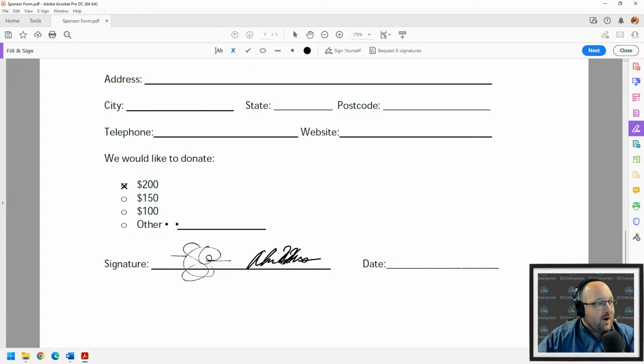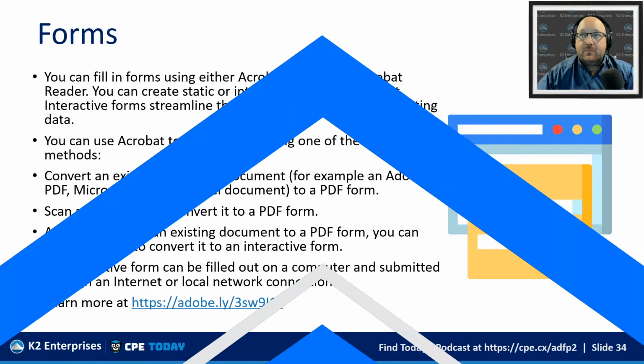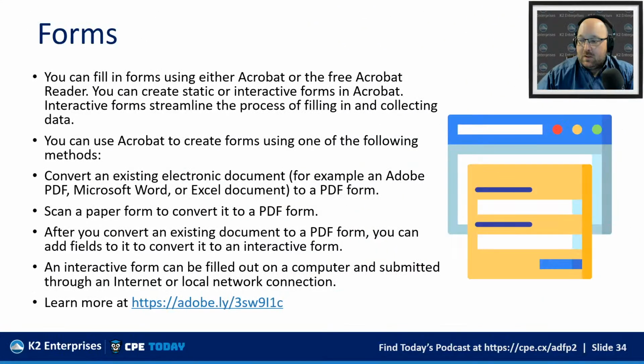Now, the other option you can do is that you can also create a form. Okay. And so with a form, what you can do with this is that you can create a document that is repeatable and refreshable. With respect to the forms, you can create a document that can be used to collect information from other people. You can create a static form or an interactive form.